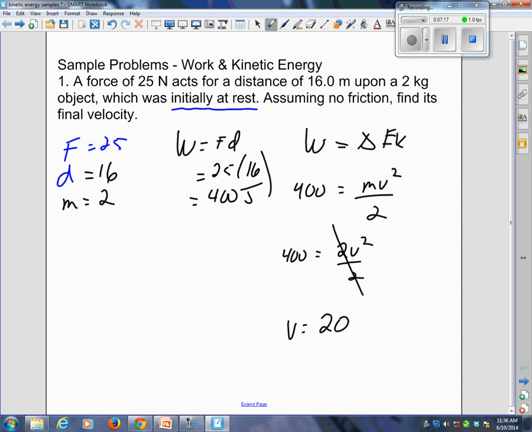Yeah, I'm confused with what EK is now. EK is kinetic energy. Okay, the work done is the change in kinetic energy. Because it was initially at rest, the change is equal to the final. Anytime the initial is 0, the change is equal to the quantity, right?